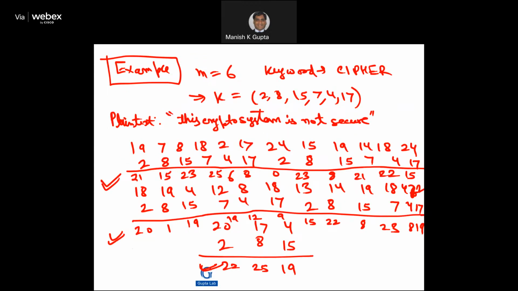Here is an example. This key vector, normally we call it a keyword, for encrypting. If m is equal to 6, suppose the keyword is CIPHER. You can map it to 0 to 25. So C will be 2, I will be 8, P will be 15, and so on. So we have 2, 8, 15, 7, 4, 17. That is our key vector, right? And if the plain text is "this crypto system is not secure", you can map everything to alphabets, so we have 19, 7, 8, and so on, everything up till 17.